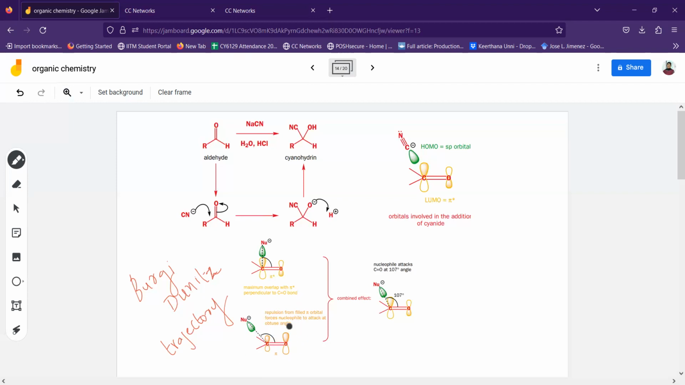In this, we know that there is an electron density, and this is due to this oxygen center, right? So to minimize the repulsion between these, what is happening? It is attacking through this particular angle. This is how a nucleophile is attacking a carbonyl center. It is very important.